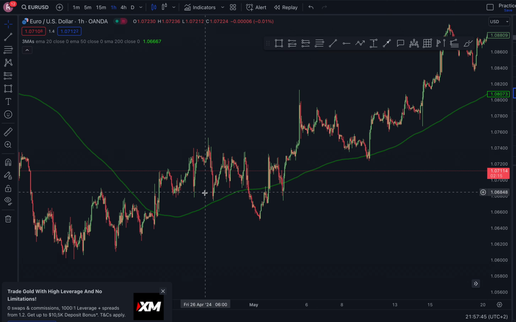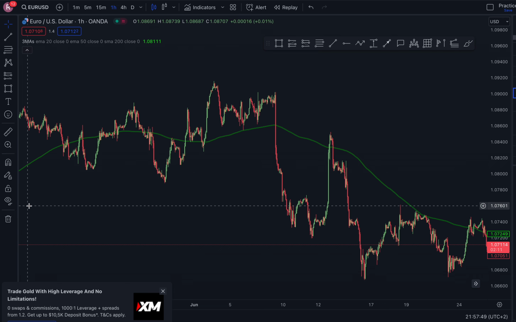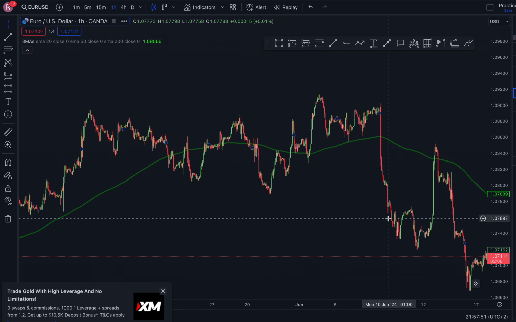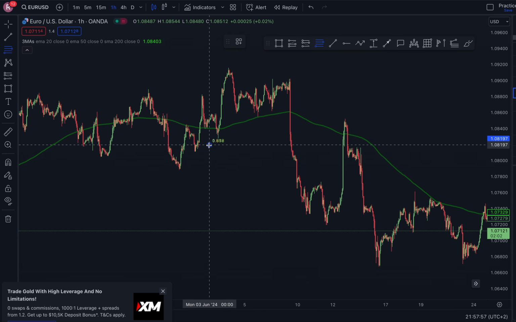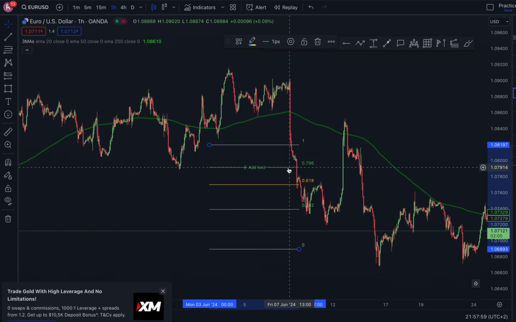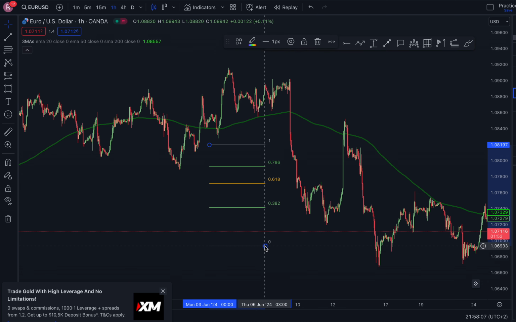look for buys whenever price is below our green EMA, and look for sells when price is above. All right, now let's get started. So rule of thumb is we're going to use our fib. These are the levels I'm going to be using: 786, 618, and 382. You're going to be using primarily those levels.